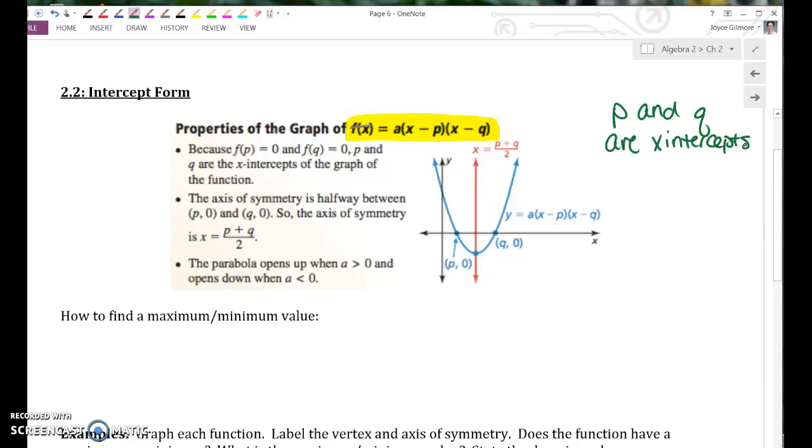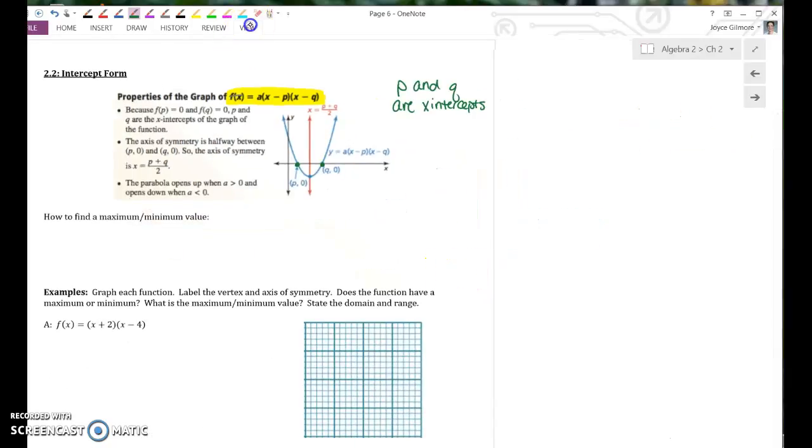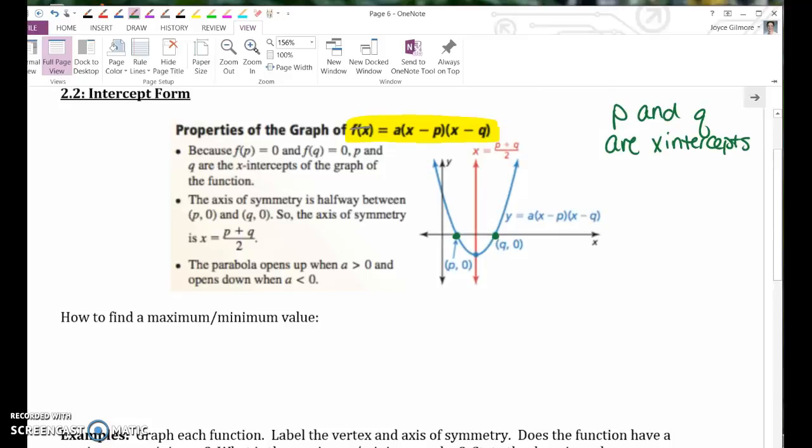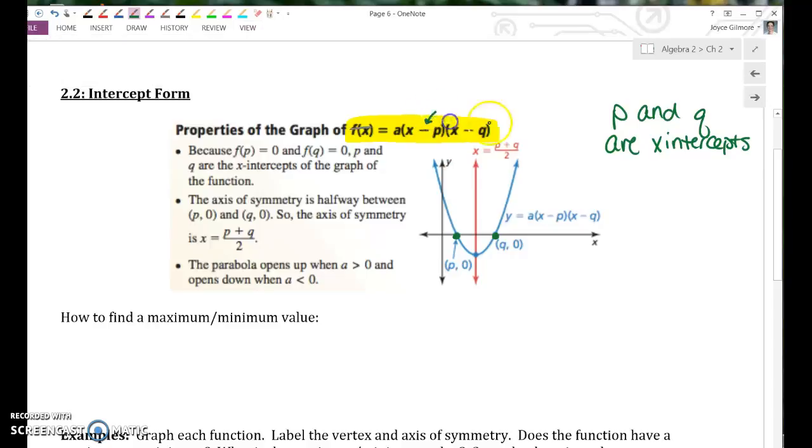An x-intercept is where the parabola crosses the x-axis. So here in this picture, here's point P and here's Q. Notice the coordinates are P, 0 and Q, 0 because they are on the x-axis. The subtraction signs in here actually make it opposite. So see how it says minus P, but then the intercept is P. It says minus Q, but the intercept is Q.